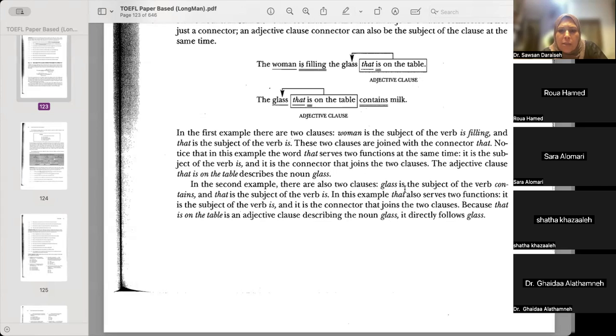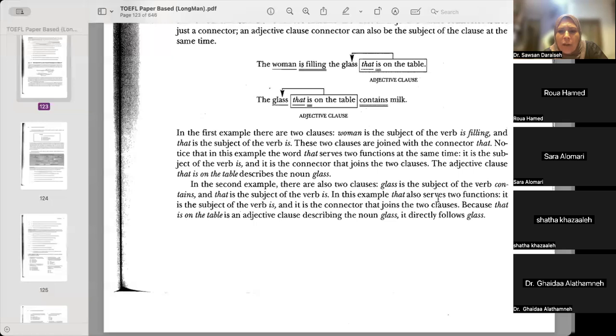There are two clauses. Of course, the first clause is the glass contains milk, and the second clause is that is on the table, okay? So glass here is the subject of the verb what? Contains, right? And that is the subject of the verb is here, like this clause, okay?